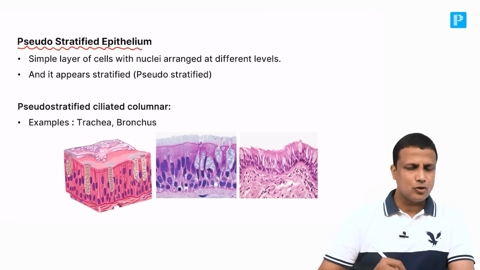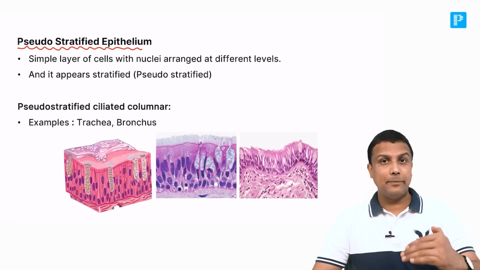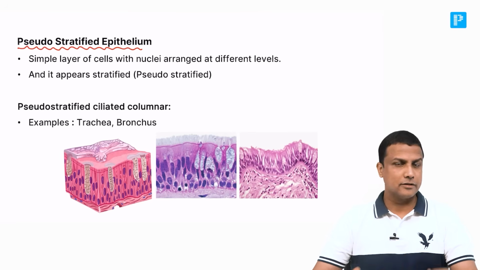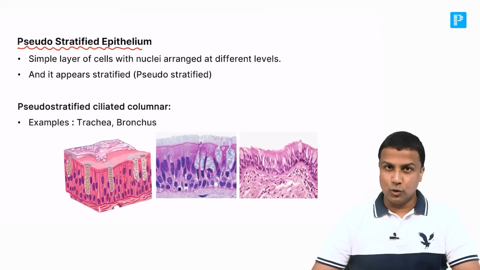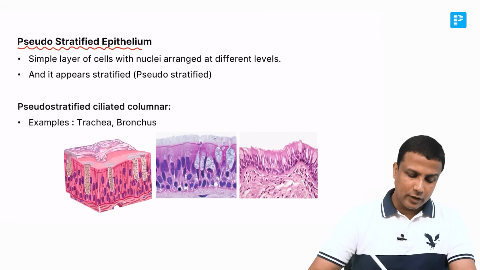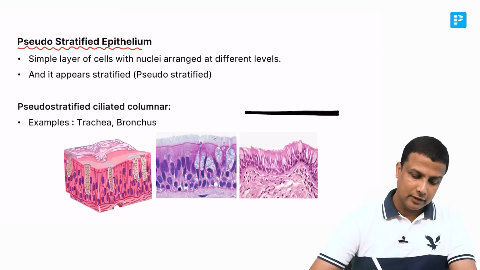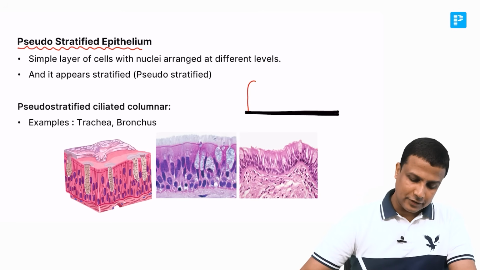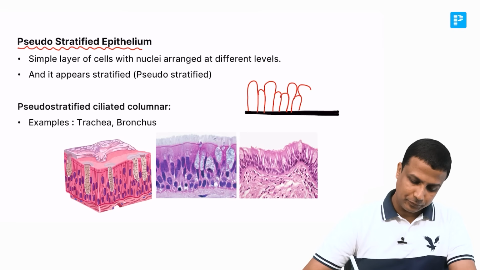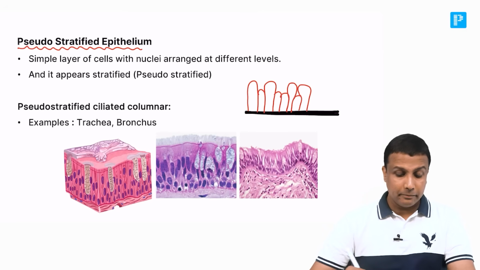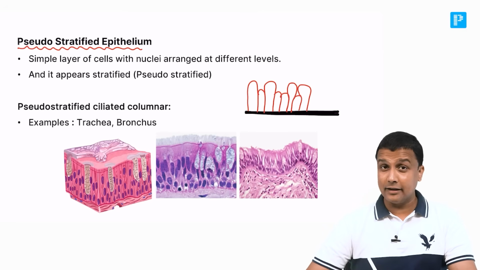We know very well stratified means it will be actually multiple layered, like many layers. But why is the name given as pseudo? Now what is going to happen here? For example, if this is the basement membrane, over here, this is one of the cells, then another cell here, something like this. Now all these cells are placed on the basement membrane only. That means it is a single layer only.